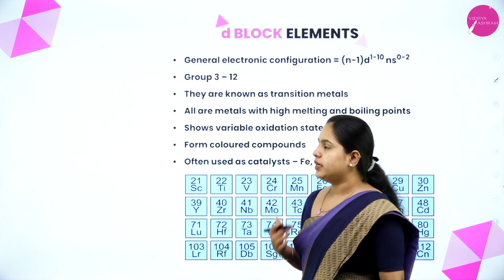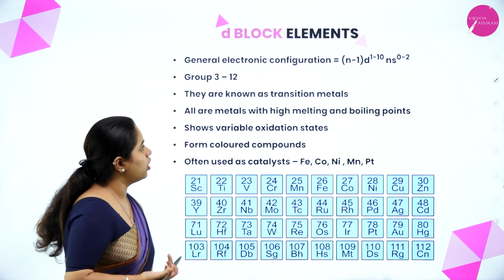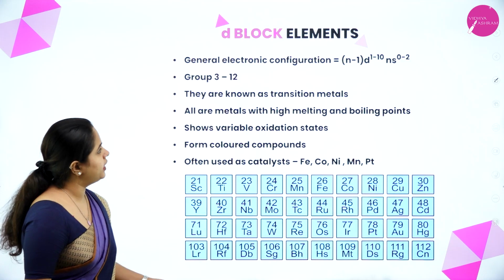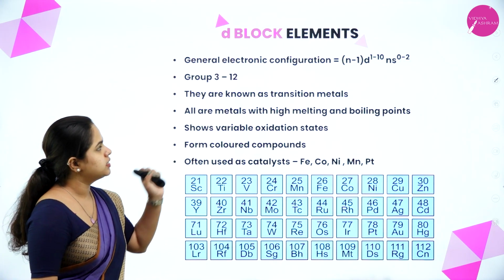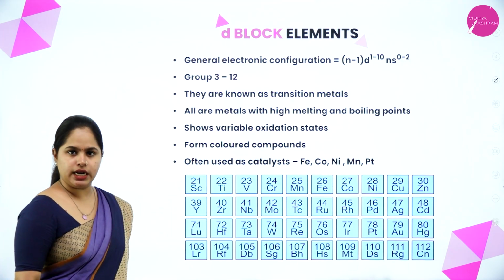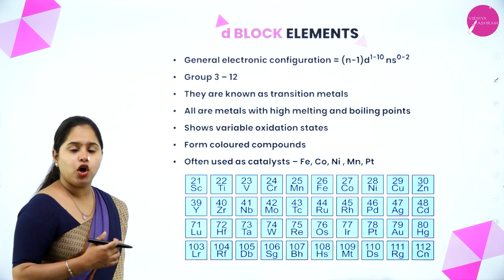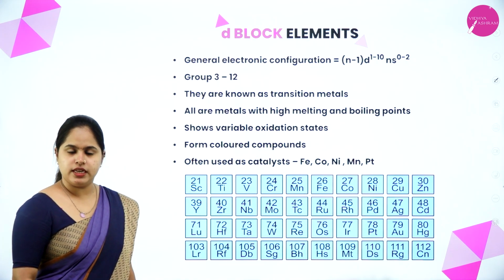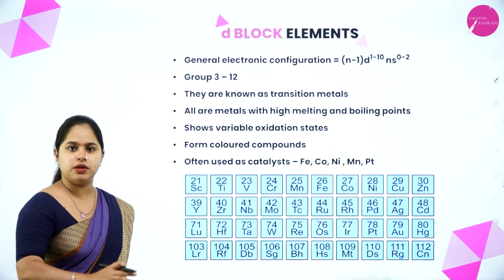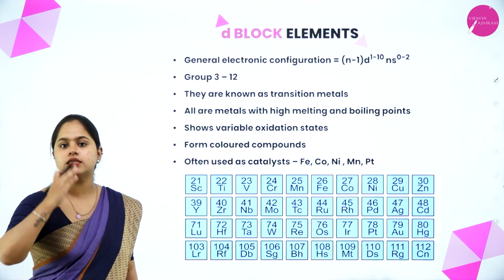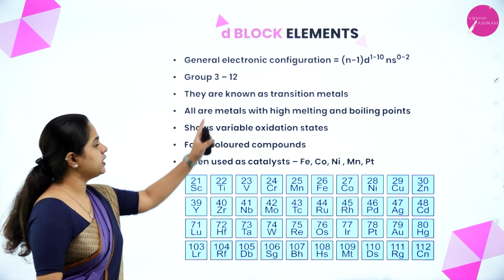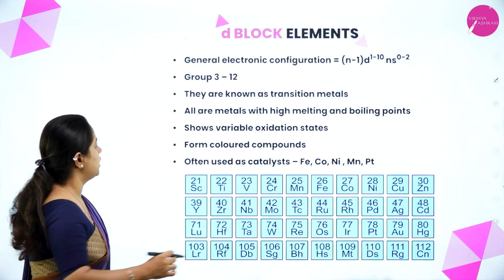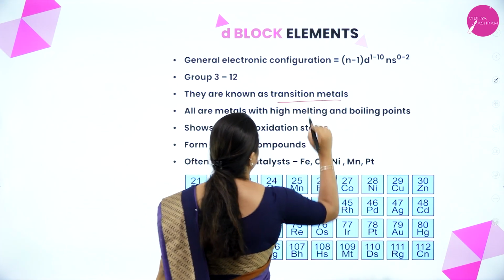Now, moving on to D block elements. So, the general configuration is (n-1)d1 to 10, ns0 to 2. So this is the general electronic configuration, and the D block elements consist of groups 3 to 12. Yes, 1 and 2 are S block elements, 13 to 18 are P block elements. So 3 to 12 belongs to the D block elements, and they are known as transition elements.